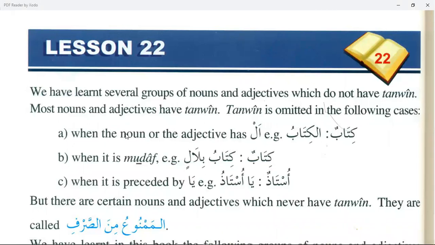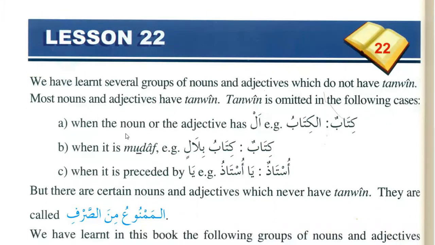Lesson number 22. We have learned several groups of nouns and adjectives which do not have tanween. Most nouns and adjectives have tanween. Tanween is omitted in the following cases.